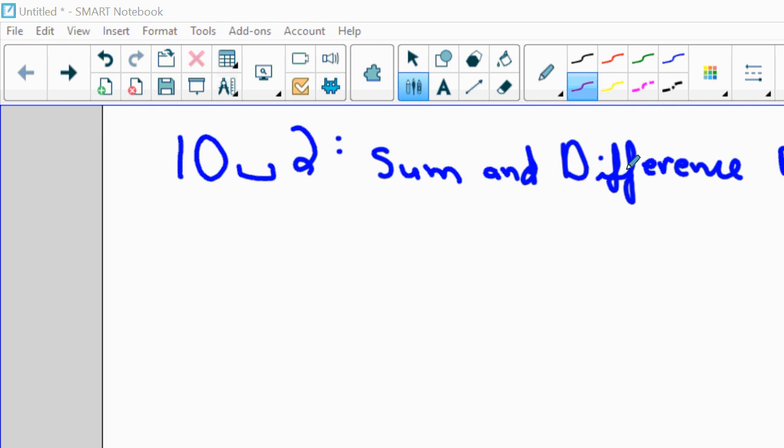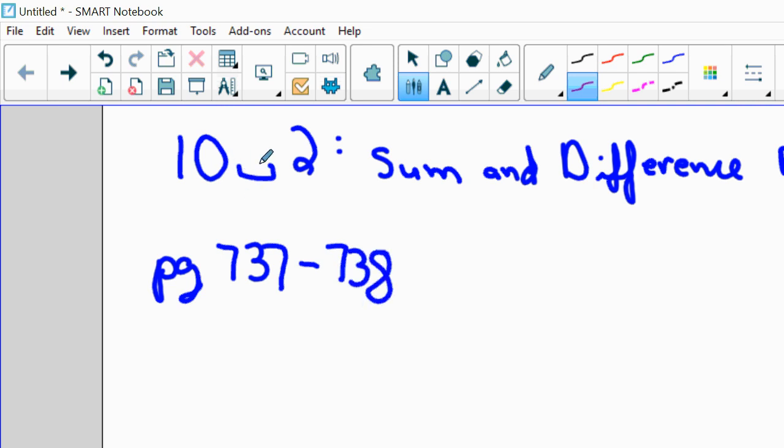We're going to do 10-2, sum and difference formulas. Mostly everybody likes these formulas. The book does a real good job with the proof of the formula. Actually, it's the cleanest version I've seen in a long time, and it's spelled out very well. If you're interested in where these formulas come from, read pages 737 through 738. But we're going to try to keep this lecture short and sweet here.